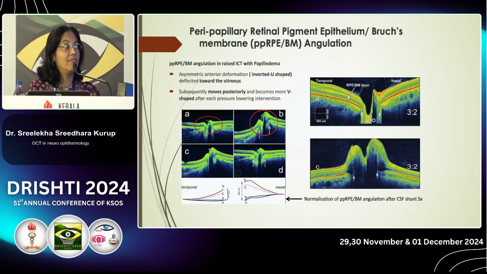Another parameter that we can look into is the peripapillary retinal pigment epithelium Bruch's membrane angulation at the optic nerve head opening. In the normal case, it is directed away from the vitreous in the form of a V shape, whereas in this swelling, you can see that it is angled forwards into the vitreous cavity in the form of an inverted U shape. And with the resolution of disc edema, it will come back to the normal V shape pattern.